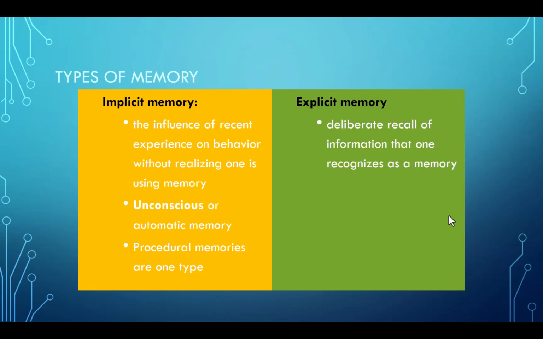Explicit memory, on the other hand, is deliberate recall of information. This is really what we think about when we think about memory typically. It's that conscious, intentional recollection of memory. So again, we're going to have these terms implicit and explicit come up a lot between now and the end of the semester. So when you think implicit, think something that's unconscious, you're unaware of. Explicit, something that's intentional, something you're conscious or aware of. And explicit memories that we're going to talk about today are going to be our declarative memories.